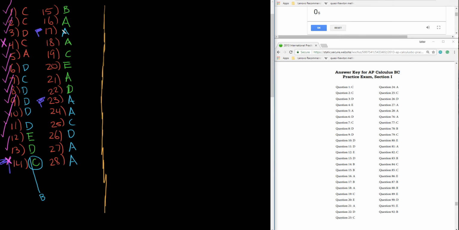15 is B, then A. 17 is B. 18 is A. 19 is C. 20 is E. 21 is A. 22 is D. 23 C. 24 is A. 25 is C. 26 is D. 27 is A. 28 is A.